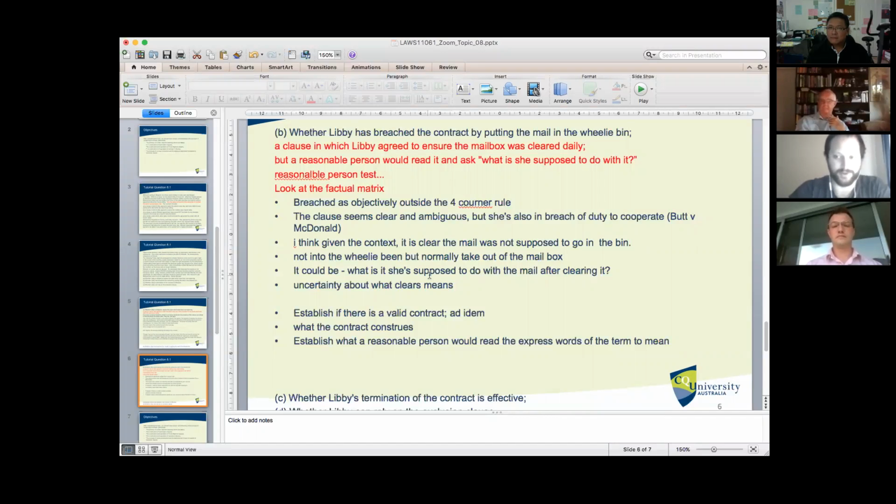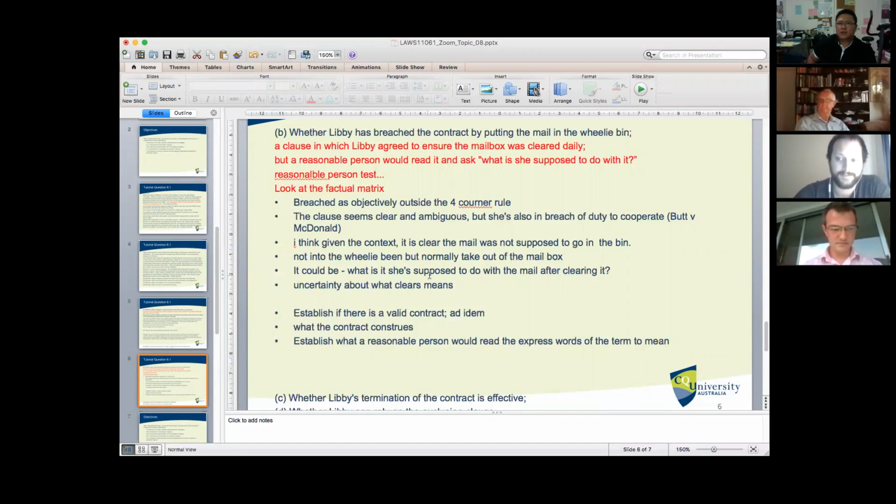My reasoning for Michael being able to seek damages is mainly because we've established the ambiguity in the term where the mailbox has to be cleared daily, and a reasonable person would assume that that doesn't include throwing stuff in the wheelie bin. Due to that, it leads into Michael losing his job opportunity because of this failure. So that's how I see that he is able to seek damages.